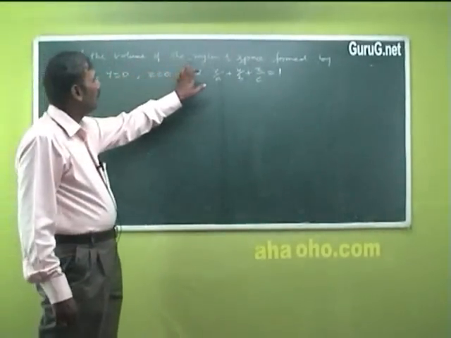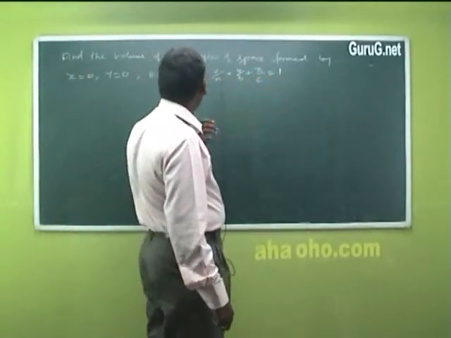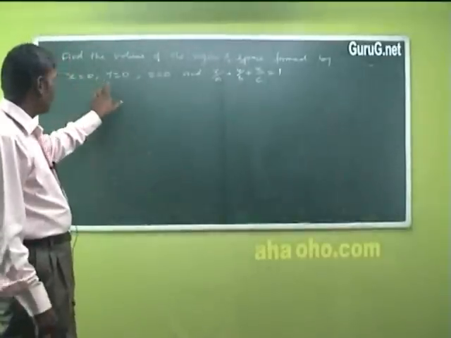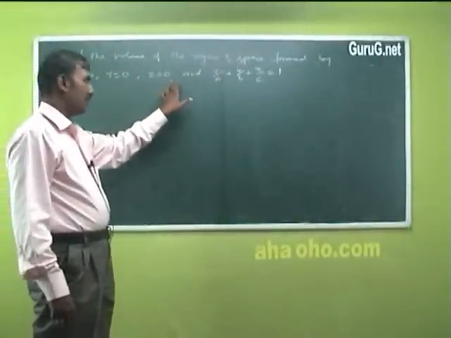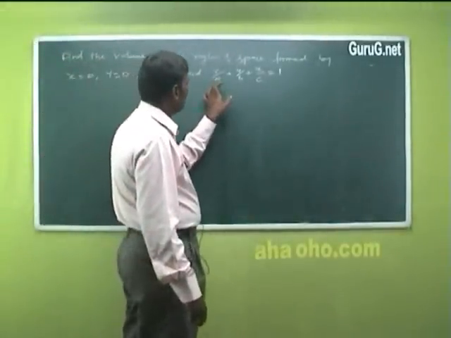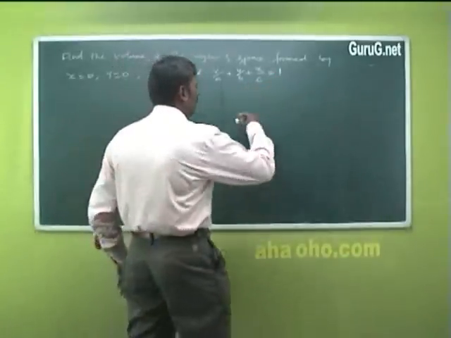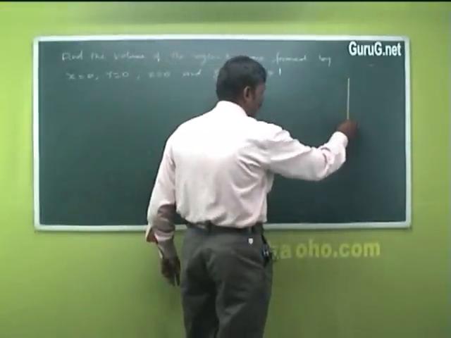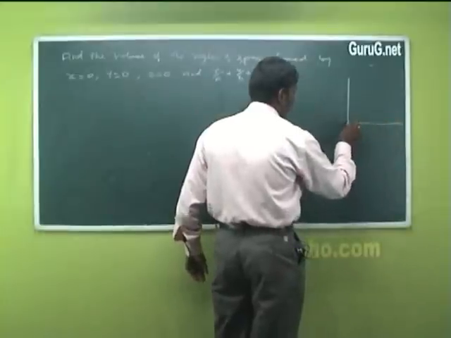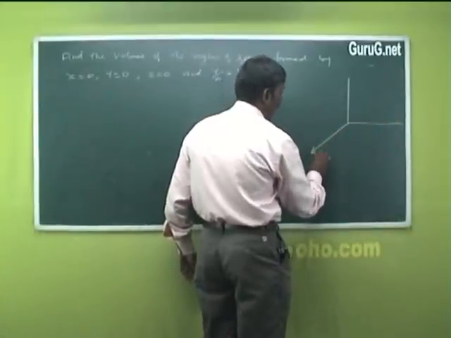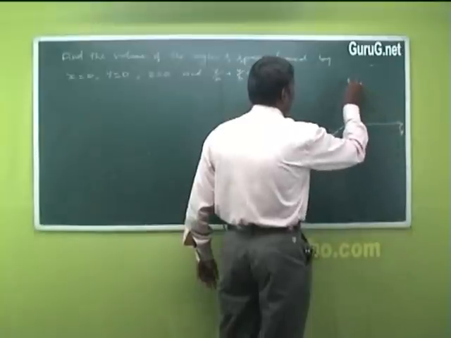Find the volume of the region of space formed by the planes x equal to 0, y equal to 0, z equal to 0, and the tetrahedron x by a plus y by b plus z by c equal to 1. So it is the first octant. This is the x axis, this is the y axis, this is the z axis.